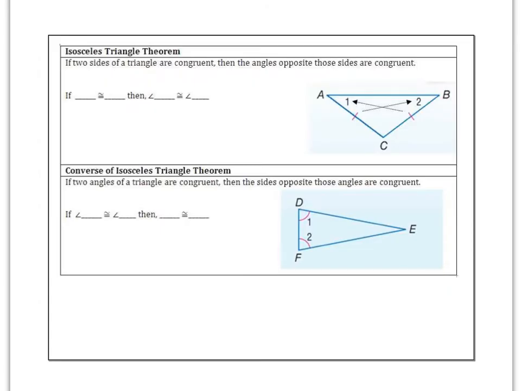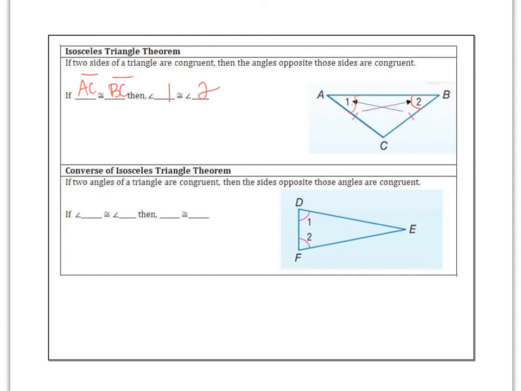The isosceles triangle theorem says this: if two sides of a triangle are congruent, then two angles opposite of those sides are congruent. So look over here at this picture, the two tick marks on the sides. Side AC has a tick mark and side BC has a tick mark. If you go across from them, angle 2 and angle 1 would have to be the same size, because if you have two sides that are congruent, you'll have two angles that are congruent. So if side AC is congruent to side BC, then angle 1 is going to be congruent to angle 2.